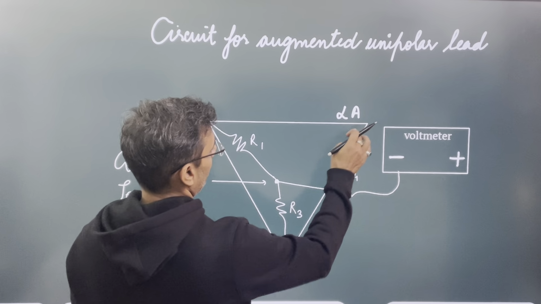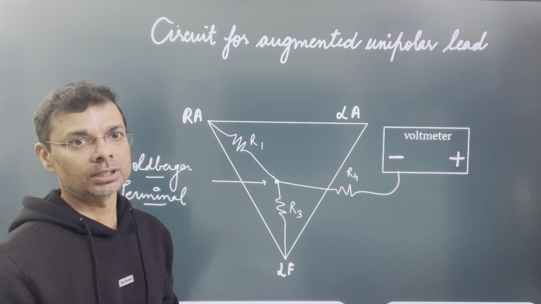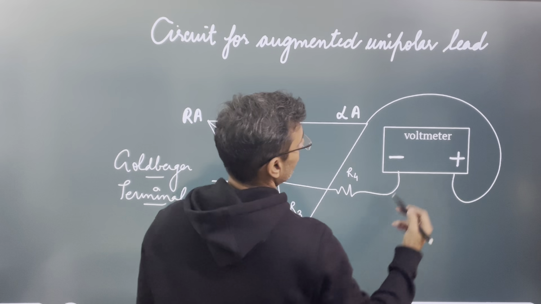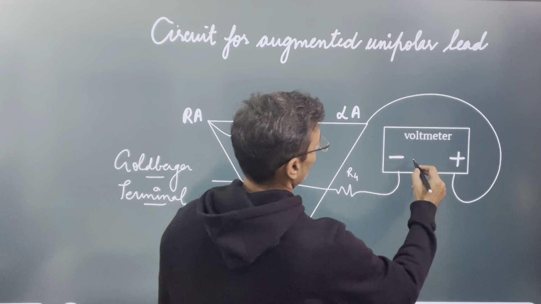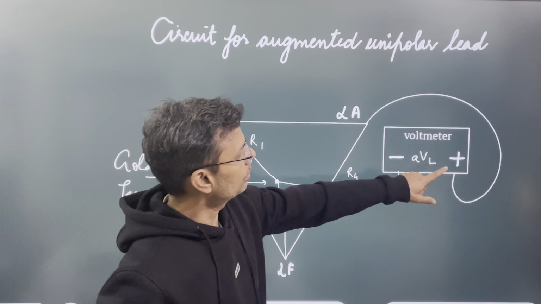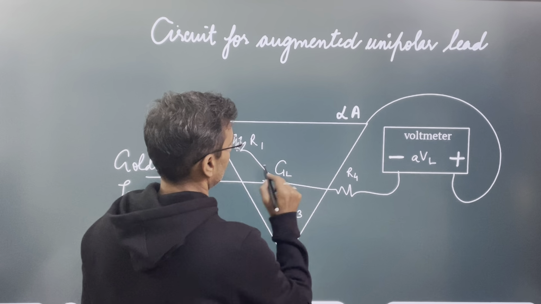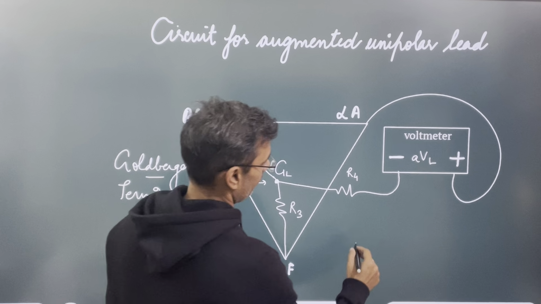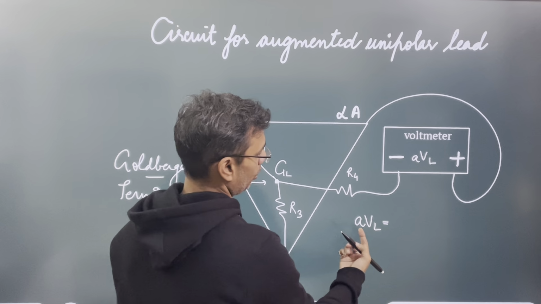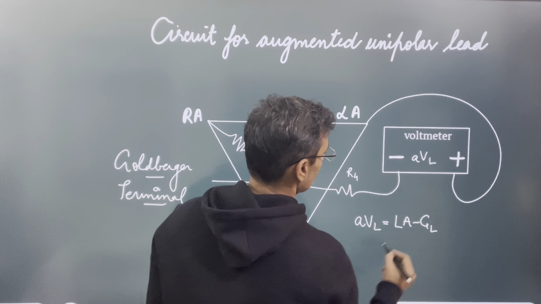Here the wire from LA is not connected to this central terminal. So this is the difference between the Wilson terminal and the Goldberger terminal. Another wire from LA goes and joins at the positive terminal of the voltmeter. So the voltmeter shows the reading AVL. As you know, voltage is the difference. So AVL is equal to LA minus G. Let's take it as GL. So AVL, the augmented potential of the augmented unipolar lead, is equal to LA minus GL.